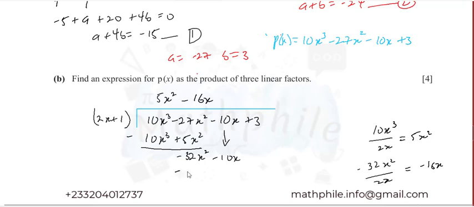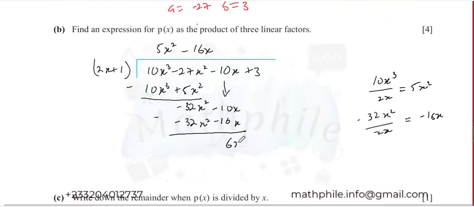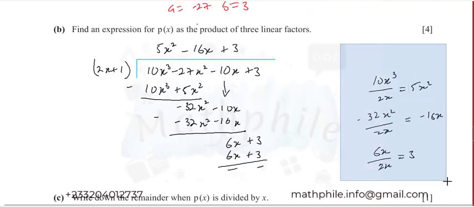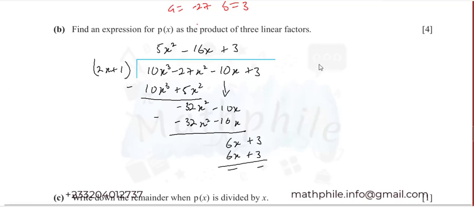Multiply that and I get negative 32x squared. Then you do that with the 1, that is negative 16x. We do the subtraction, and this will give you a positive 6x plus 3. So 6x divided by 2x will give you 3. So the 3 would go to the top, and this will give you 6x plus 3, and this goes to 0. Therefore, we can write p of x as a product of a quadratic factor and a linear factor. So p of x is going to be equal to 2x plus 1 multiplying 5x squared minus 16x plus 3.